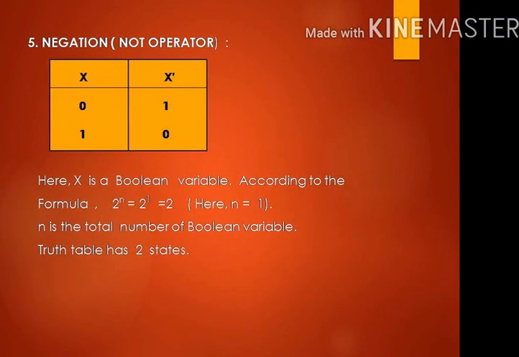The next slide is about negation operator, that is represented by NOT operator. Here only one Boolean variable, that is x. So only 2 states are available in the truth table. X 0 1 and x inverse column contains 1 0. NOT operator always changes the state values, 0 to 1, 1 to 0.